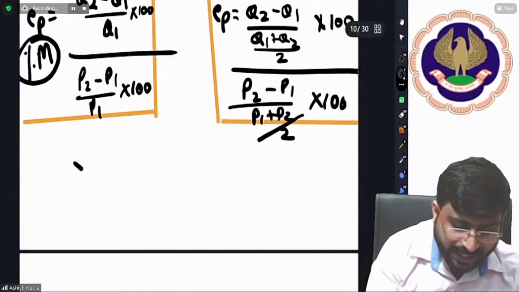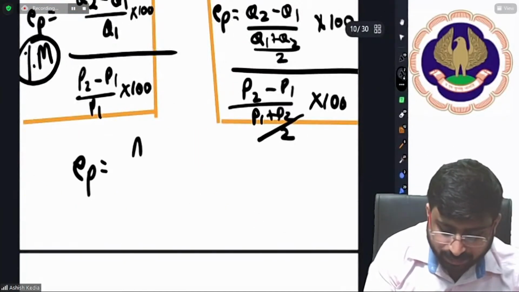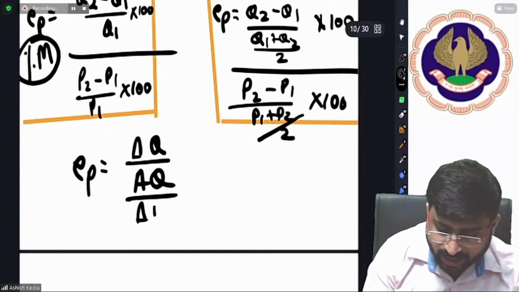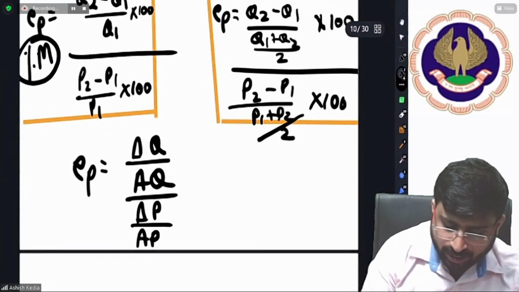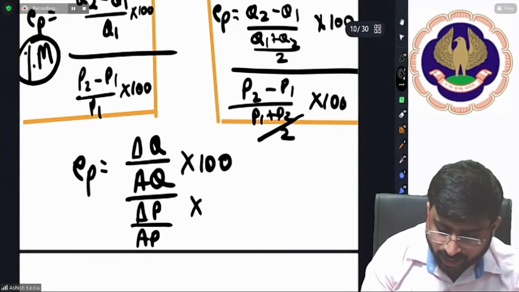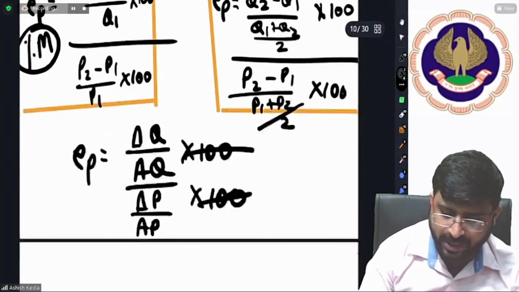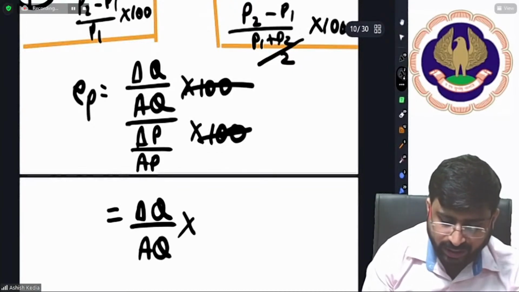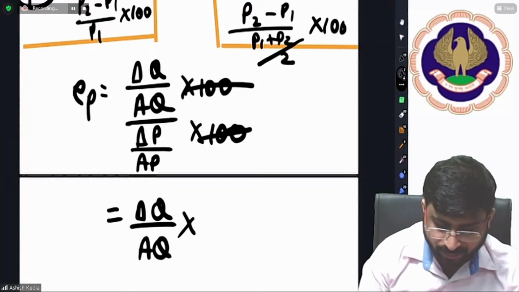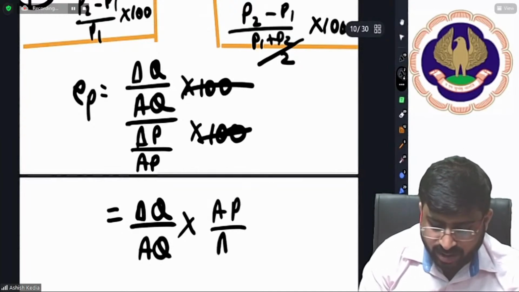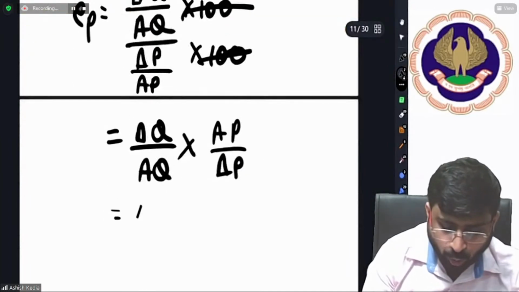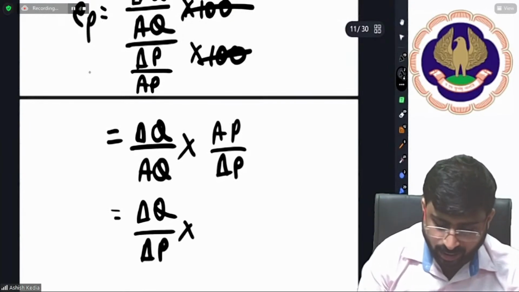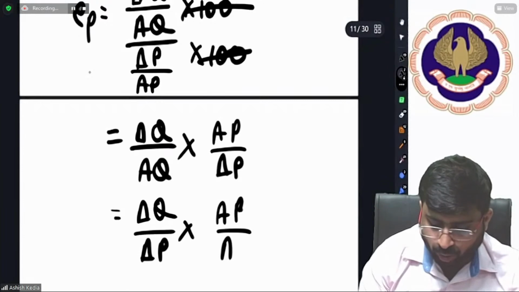So basically arc elasticity is nothing but change in quantity by average quantity, and similarly change in price by average price. Here also into 100, here also into 100. So if you cancel the 100s, you get change in quantity by average quantity into average price by change in price. If you bring them together, the formula becomes change in quantity by change in price into average price by average quantity.